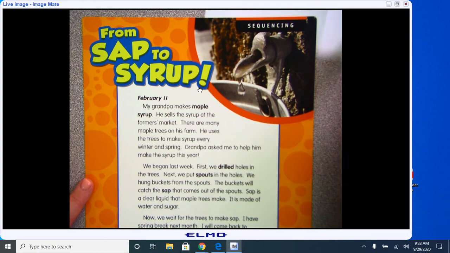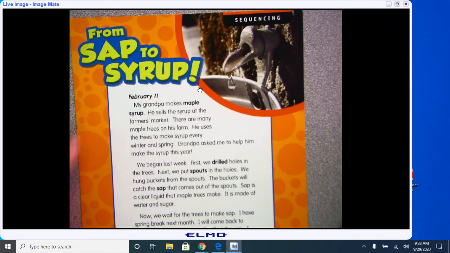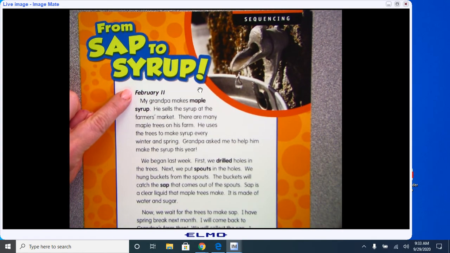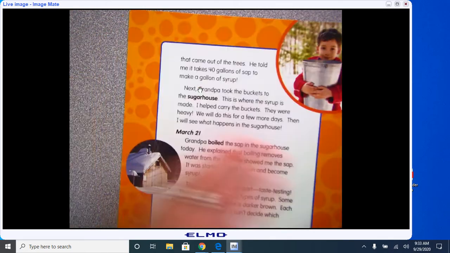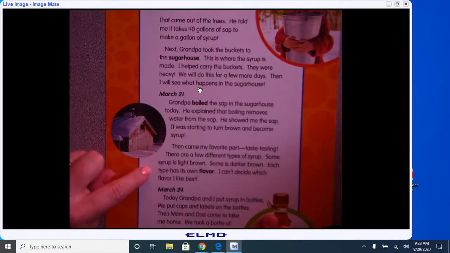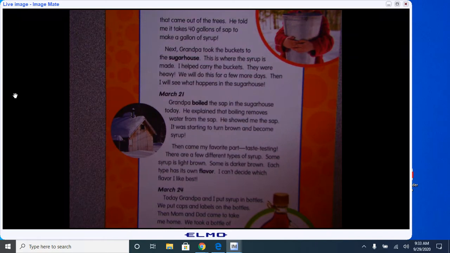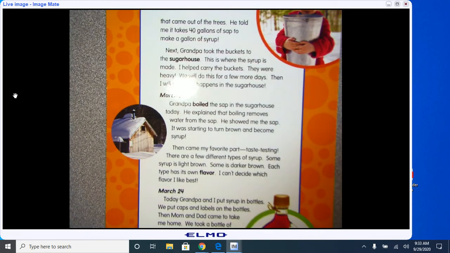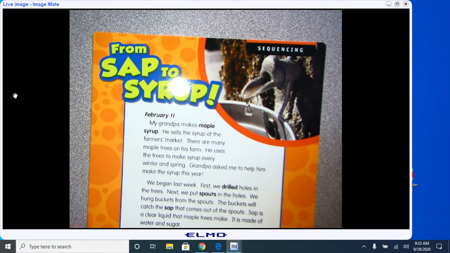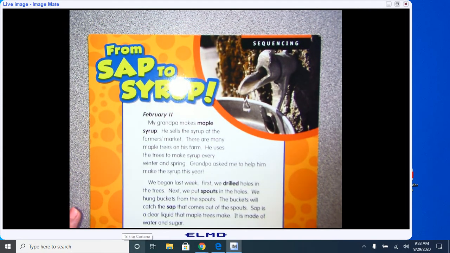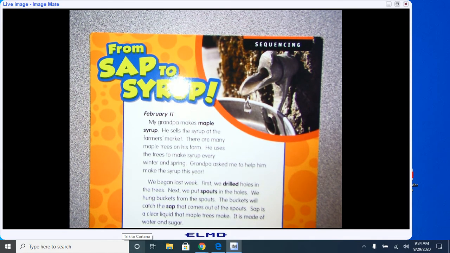All right. Now, the structure of this story is they've got it organized by dates. So February 11th, March 18th, March 21st, and March 24th are the different dates in this story. All right. So let's read through this story, and then let's see if we can sequence the events of the story, right? Let me zoom in a bit.